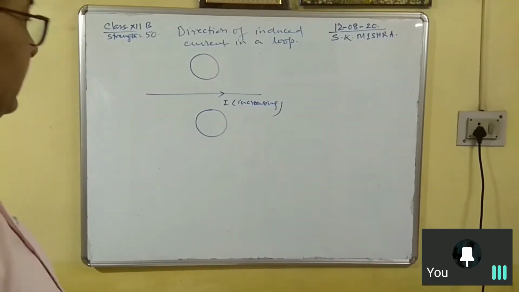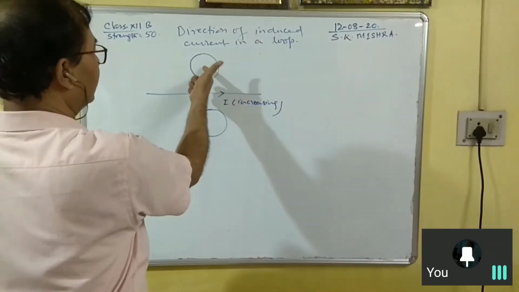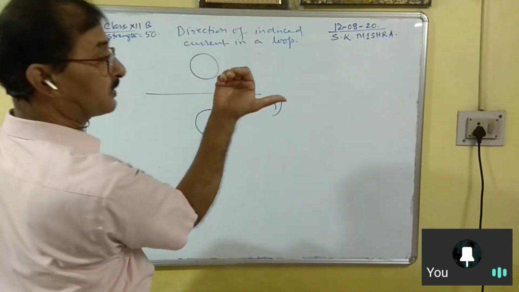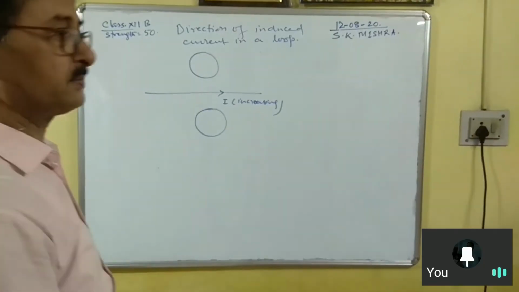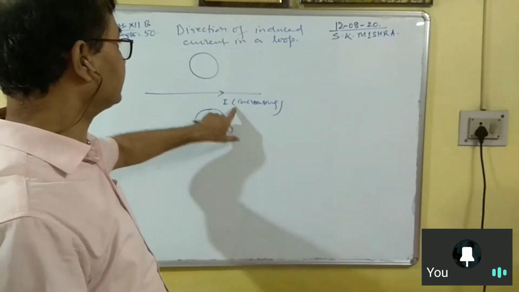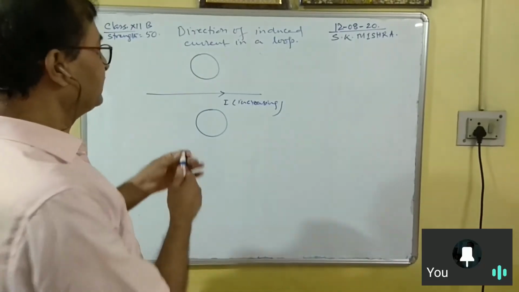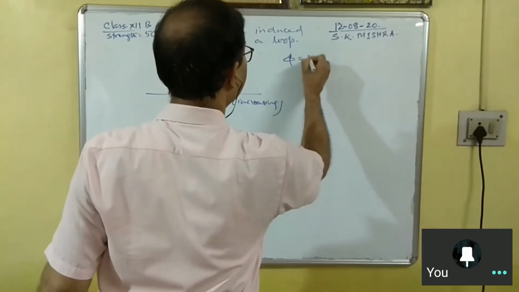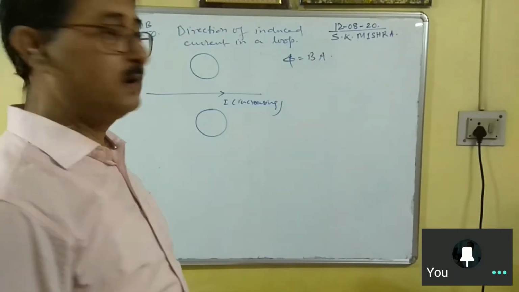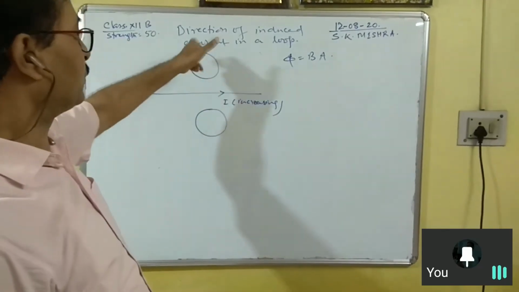So obviously this wire has some magnetic field. The magnetic field of the wire at the center of the loop is towards the observer. And since the current is increasing, the magnetic field of this increasing current will also keep on increasing. Obviously the flux phi, which is B into A, will increase with increase in I, because B will increase. Flux linked with the coil will increase.